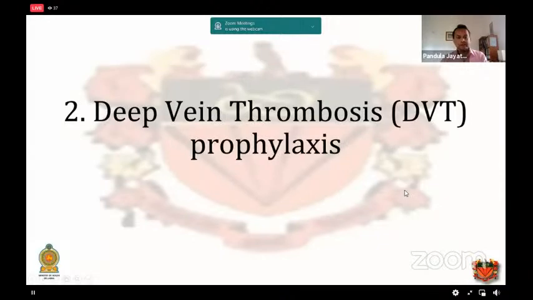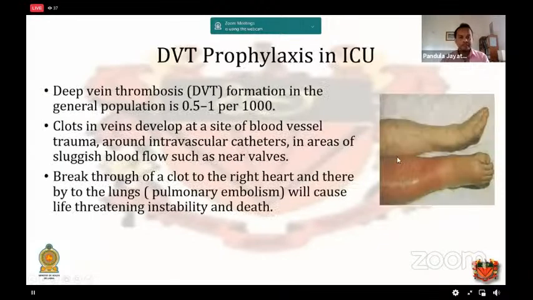Next, we are going to talk about DVT. DVT is deep vein thrombosis, and its incidence is about 0.5 to 1 per thousand population. What happens is there will be clot formation in the deep vessels in the lower limbs, especially in patients who have trauma and patients with intravascular catheters, because then there will be interruption in the blood flow in these deep veins, and so there will be stagnation of blood and formation of a blood clot.